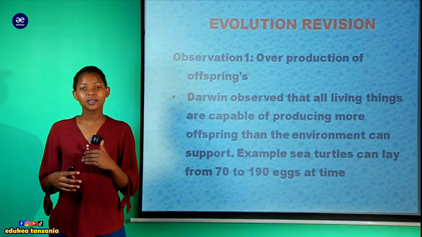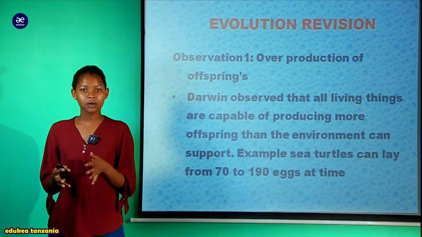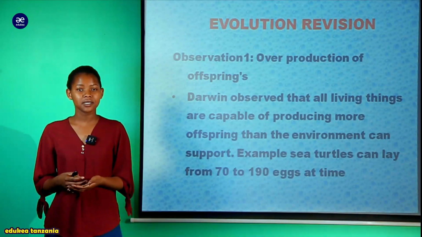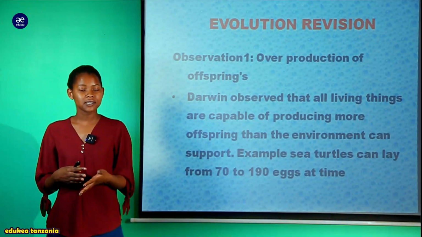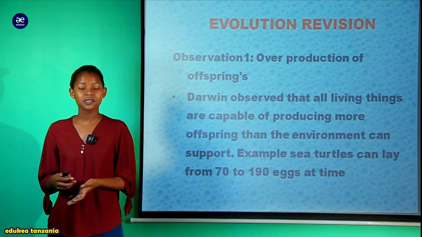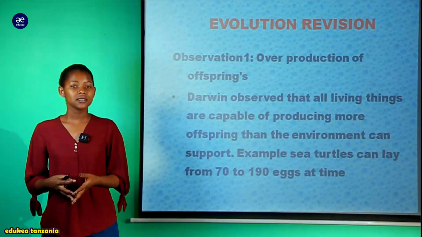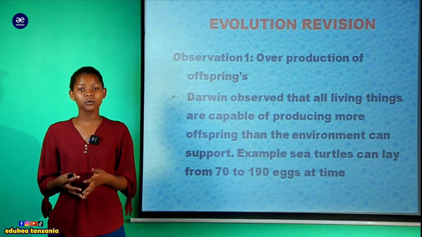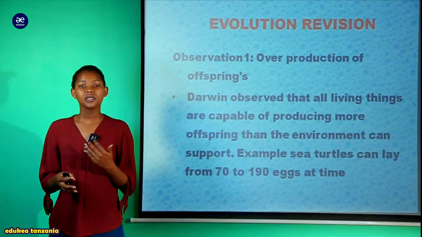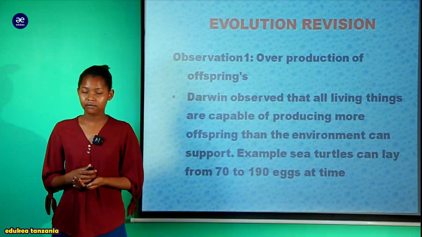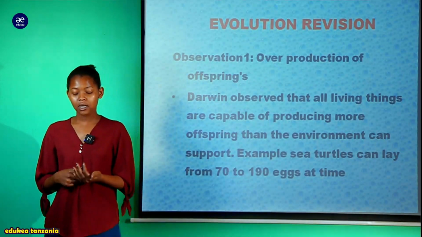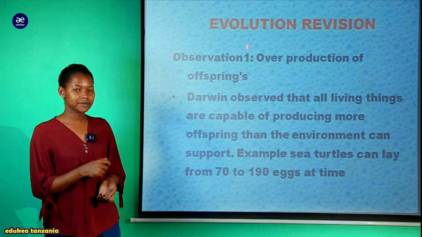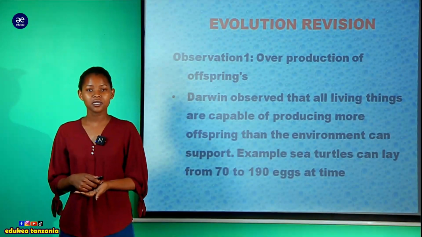Take an example kwamba that turtle atabidi atage labda kwa wiki moja. Kila siku atage mayai 70 ama 190. Ufanye hesabu hapo utakuta kwamba ni lots of eggs ambazo zitakuwa laid, and then after zikija kuwa hatched, it means that lots of offspring will be there in the environment, and they will exceed the carrying capacity of the environment. So I hope you understand about the first observation, which is all about overproduction of the offspring. This is according to Darwin, my dear student.